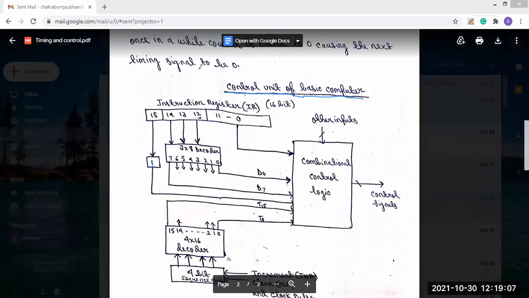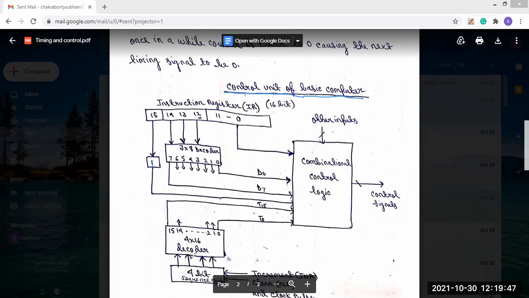The 15th bit is the I bit, which indicates indexing, and it also goes to the combinational logic gates. And as we said, the sequence counter is present. This is a 4-bit sequence counter. So the 4 bits of the sequence counter will go as input.